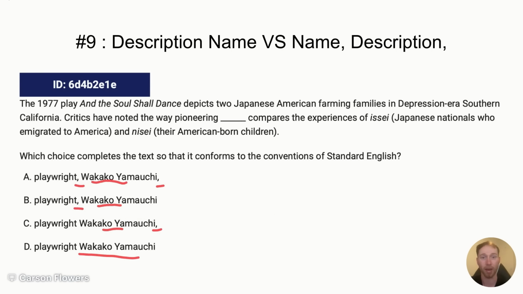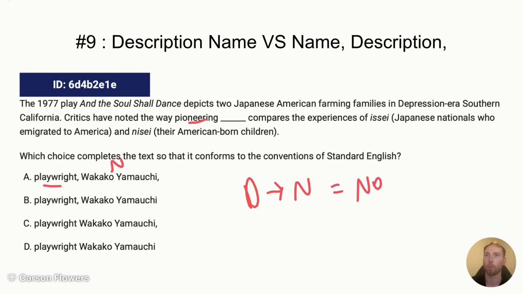So I want to take a look in the passage at what order it's occurring. Is the description coming before the name or after? Let's take a look. I'm going to ignore the first sentence and start here. Critics have noted that the way pioneering playwright Wakako Yamauchi compares the experiences. In this case, the description is pioneering playwright, and then the name is Wakako Yamauchi. So I know it's going description to a name, and that means no punctuation. So I know I can't put a comma separating the description from the name, so it can't be A, and it can't be B. But in this case, C is still a viable option, and so is D. I want to take a look at what's occurring after the blank.